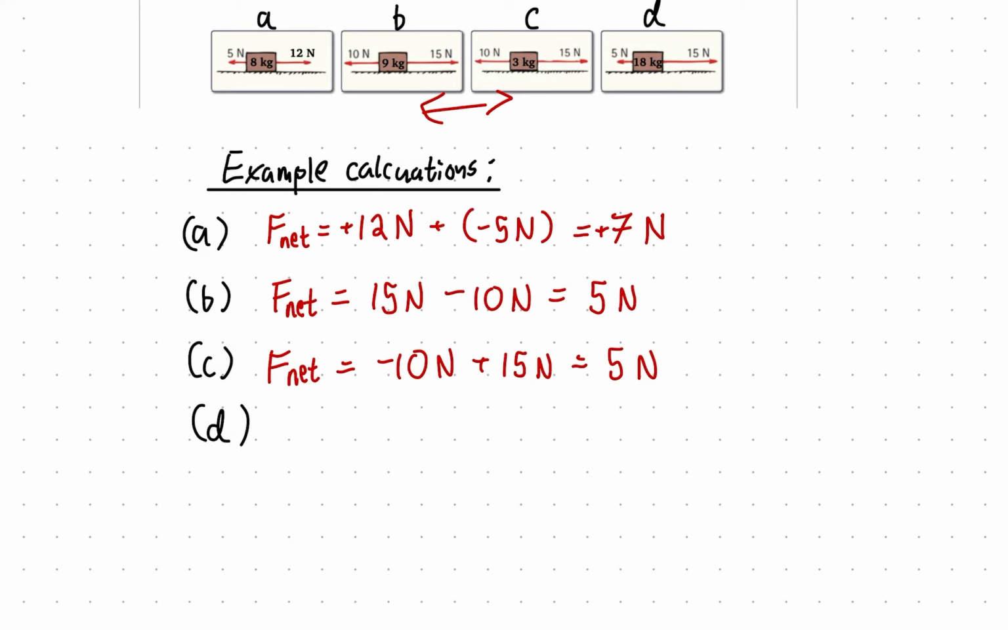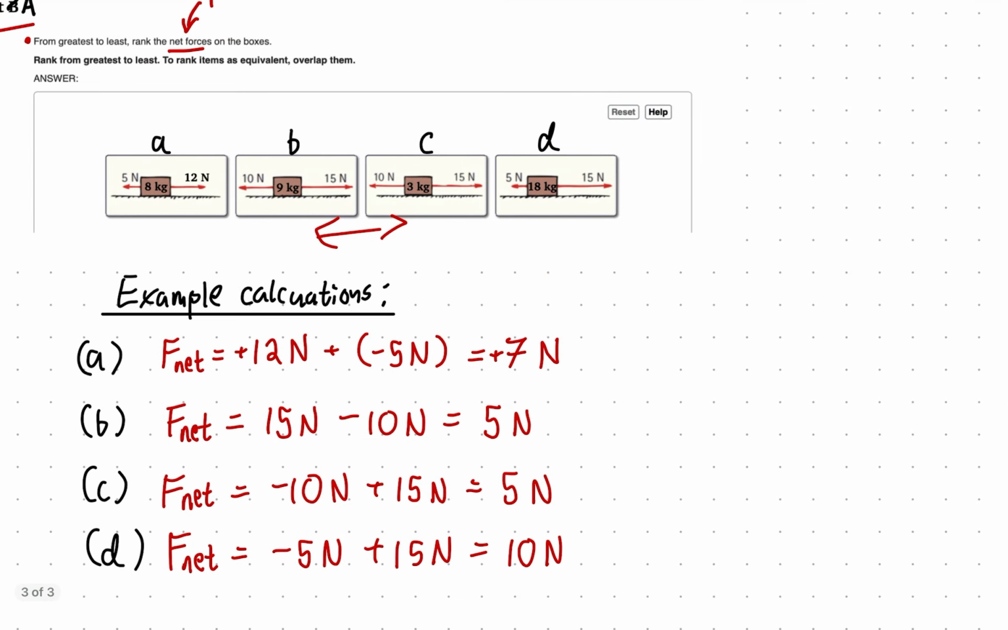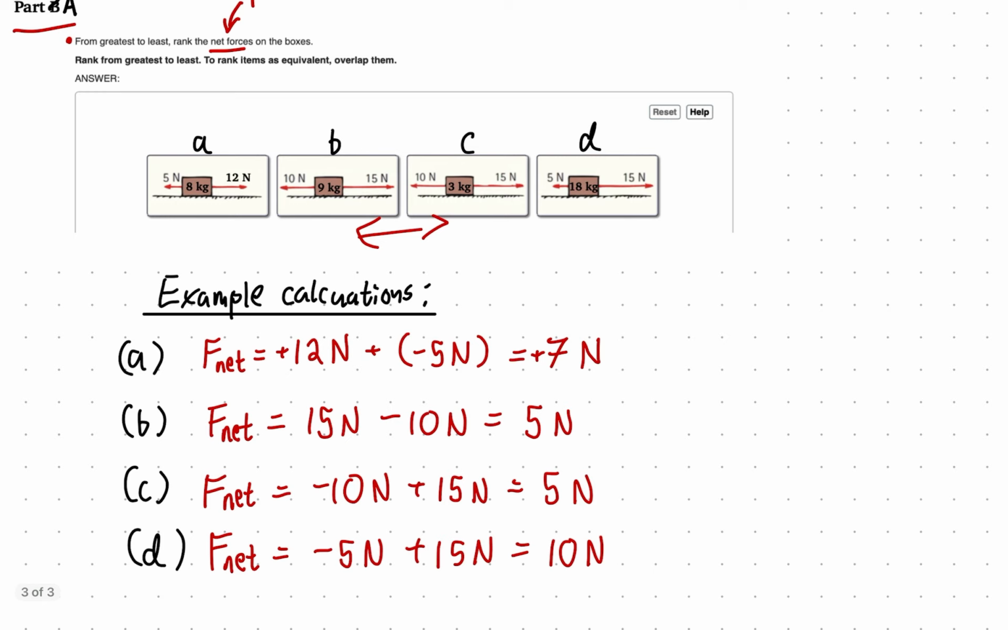And then down below, we finally have part D. And on this one, we're going to have 15 and 5 as opposed to 15 and 10. And let's go ahead and put the negative one in front again, just for fun. So negative 5 plus 15, which is going to give us positive 10. Okay.